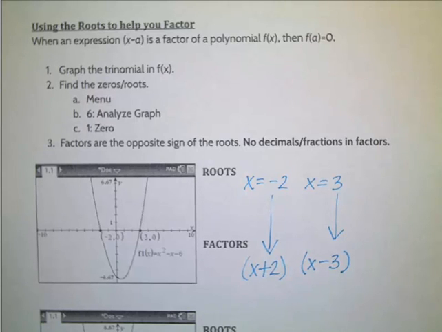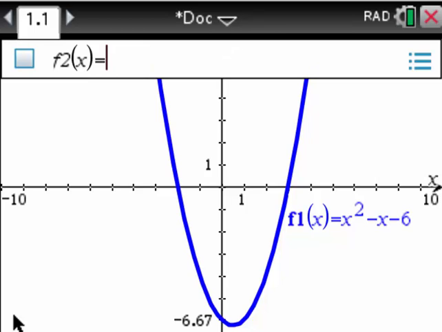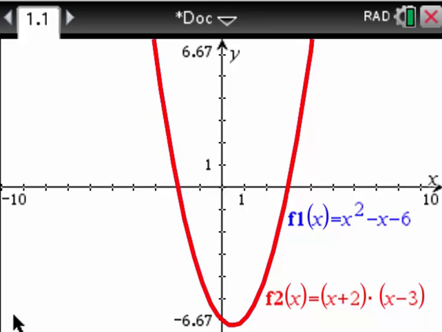So go ahead, grab your calculator. So this is the graph that's on your paper. So if you hit tab, and now we graph the factors, so x plus 2 parenthesis times x minus 3 parenthesis. We notice they are on top of each other. There is one quadratic or one parabola. Perfect, huh? Awesome.